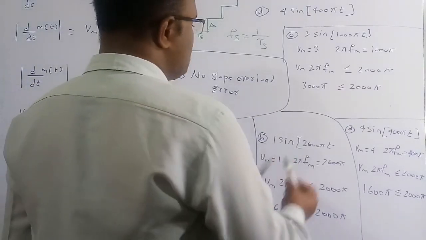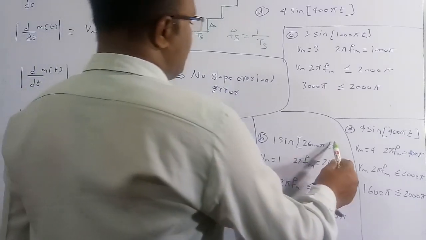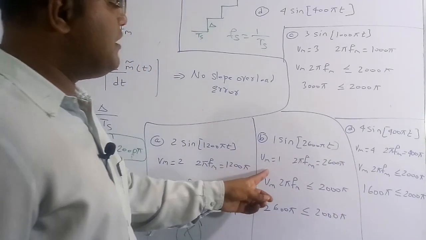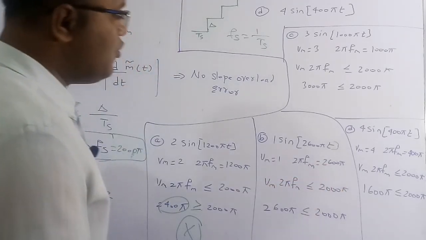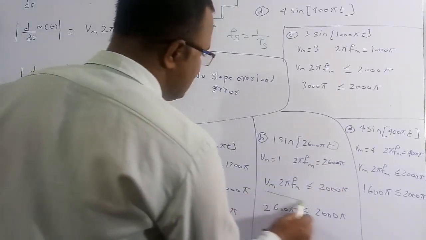Now take option B, which is 1 sin(2600π t). Again the peak value Vm is equal to 1 volt and 2π fm is equal to 2600π. So for the no slope overload condition, this is what we need to figure out.